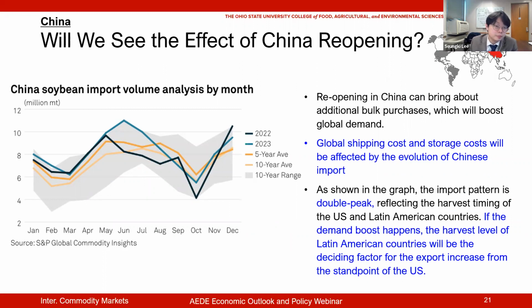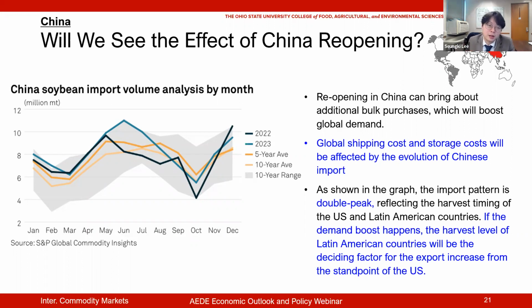And also recently China started reopening after finishing the stringent COVID policy. So many people are expecting some demand boost from China reopening. So probably that could imply something for the commodity market as well. But the timing was actually not that good for US farmers, because when you look at this left figure, China typically purchases a lot at the harvest timing of Brazil and the harvest timing of the US. And this reopening timing is actually pretty close to the Brazil harvest time.